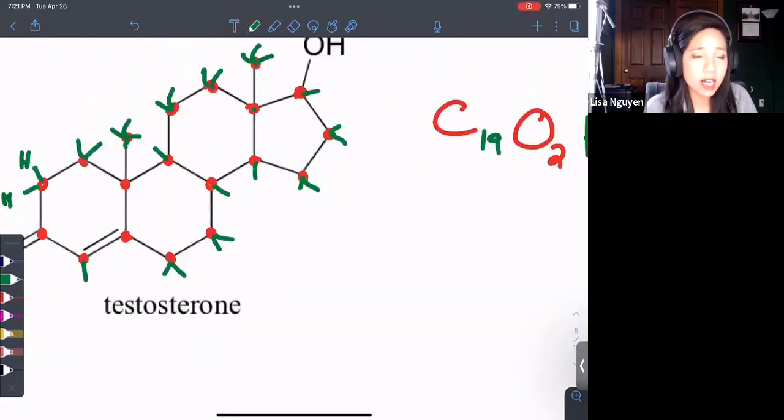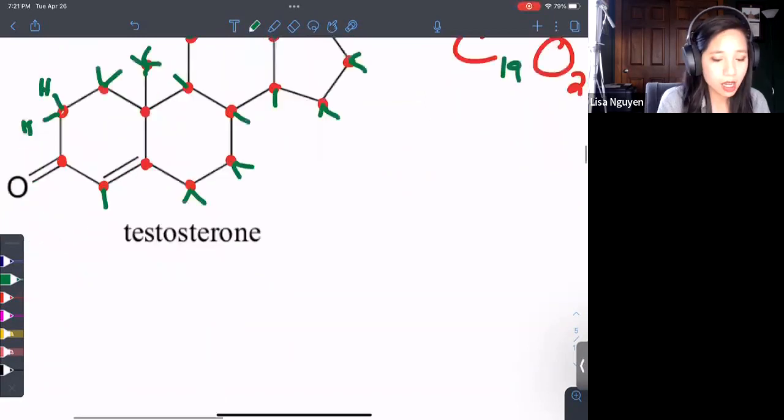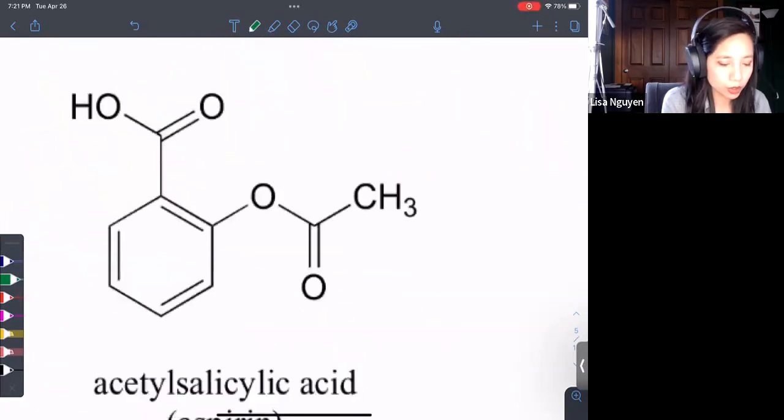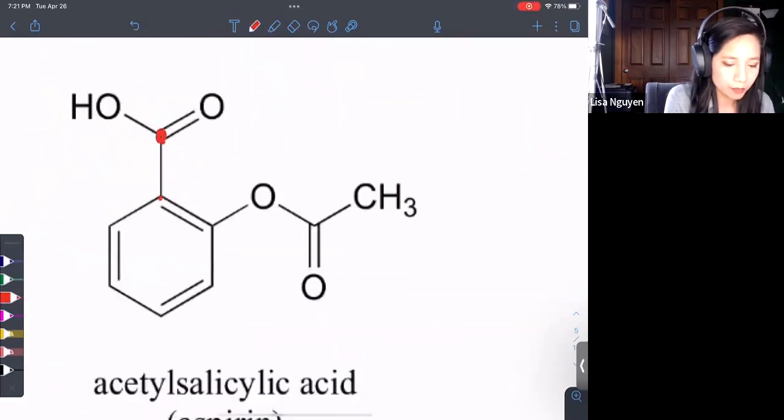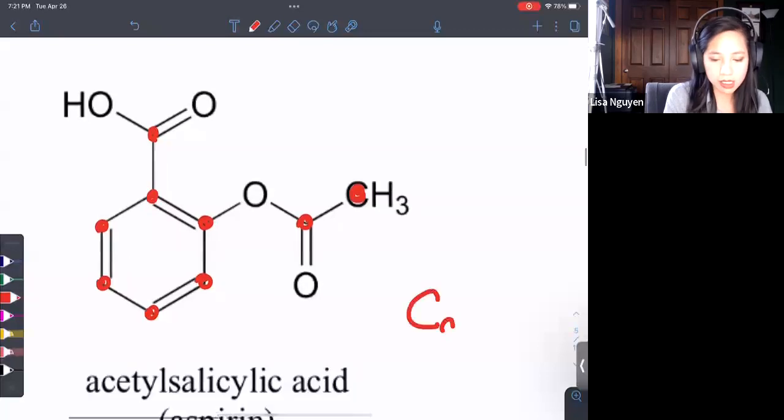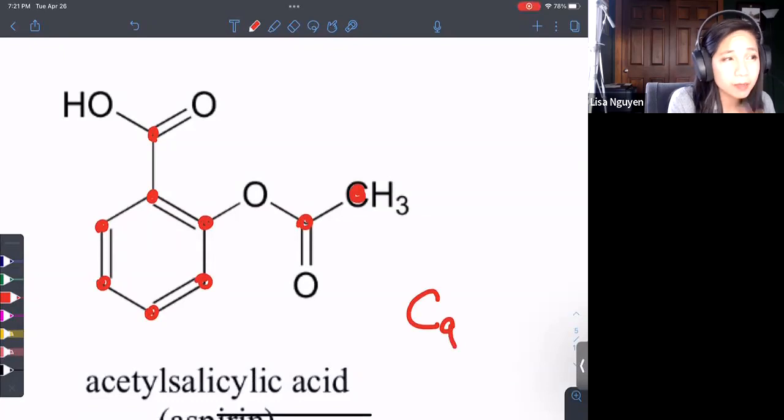But my strategy: count the carbons and the heteroatoms. You know how to read line structures, and then you need to find the hidden hydrogens. So this one we should be able to do too. So carbons first. 1, 2, 3, 4, 5, 6, 7, 8, 9. So this is C9. Now count the heteroatoms. What I mean by heteroatom is atoms that aren't carbon or hydrogen. So the only other element is oxygen, and there's 3 of them.